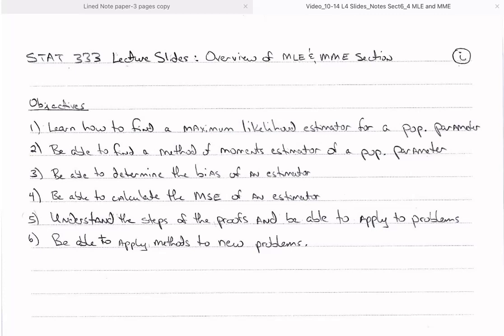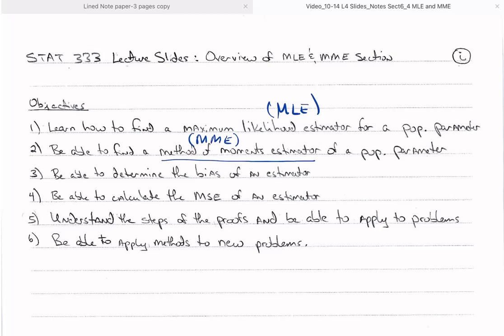Stat 333. This is an overview of the MLE, which is maximum likelihood estimation, and MME, which is method of moments estimation section. So in this section, we're going to learn how to find the maximum likelihood estimator, which is MLE, for a population parameter. We want to be able to find a method of moments estimator, that's an MME, of a population parameter, or of a distribution parameter, however you want to call it.